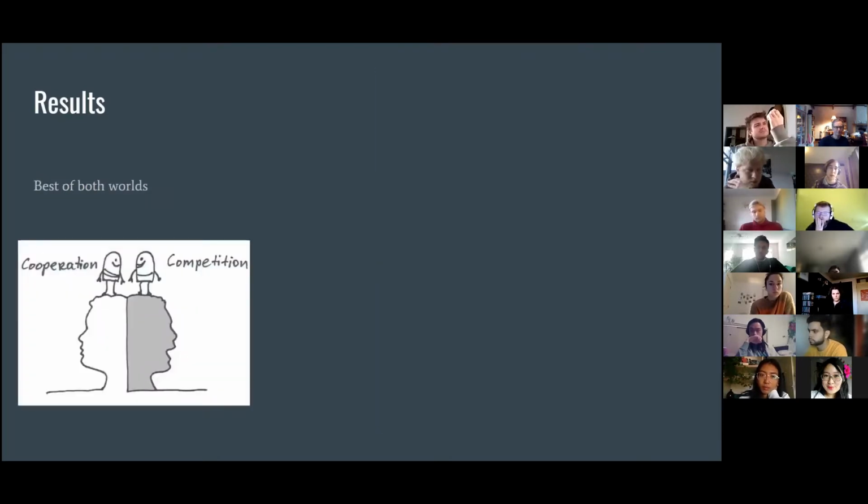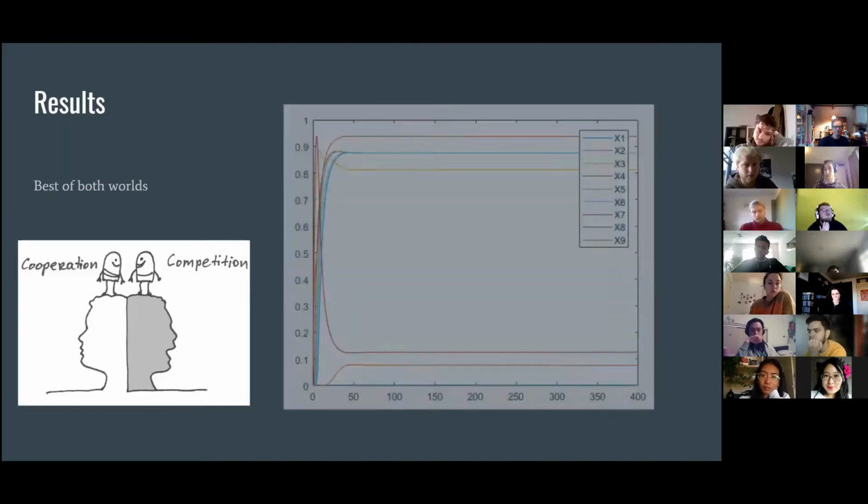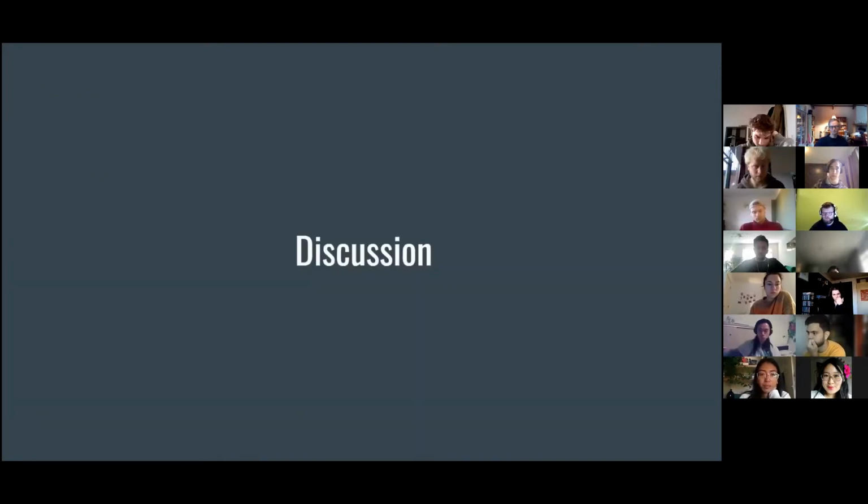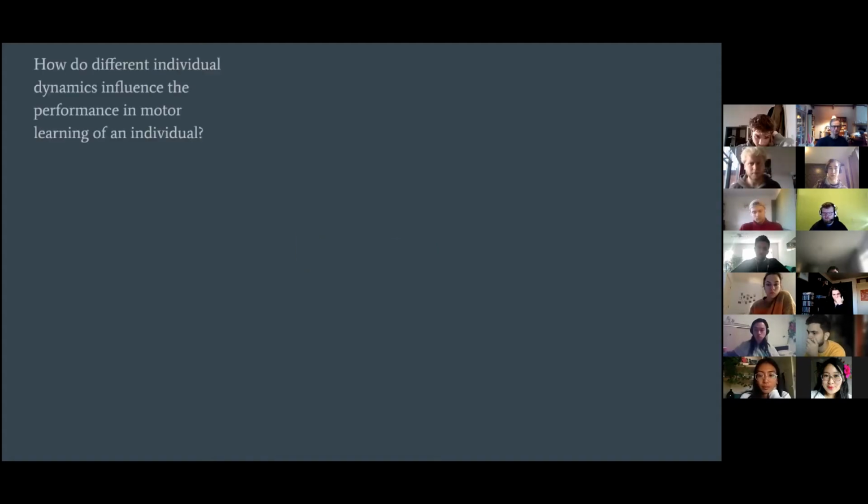And when we combine the two, so when it is a competitive setting, but also a cooperation setting where all the weight values are set to 1, this gives the best performance for the first person. So, yeah. Now let's go into the discussion.